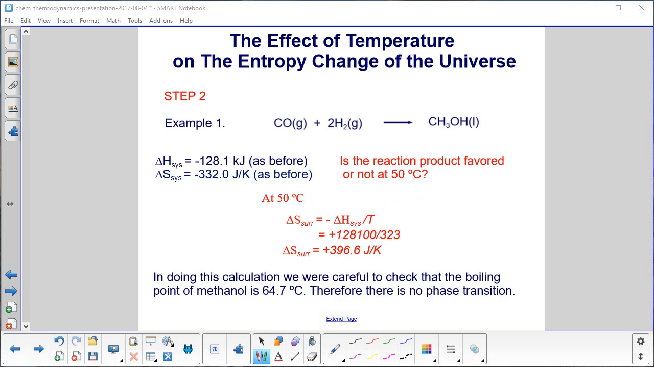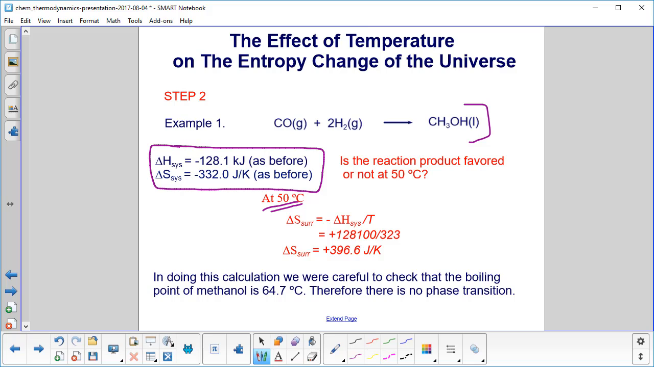Step 2 in our methanol production at the elevated temperature of 50 degrees Celsius. From the previous slide, we know that the change in enthalpy and the change in entropy stay the same. How do we know that? Well, you have to look down here. We did a little research on Google, and we found out that the boiling point of methanol is 64.7 degrees Celsius. Therefore, there's no phase transition, and these two quantities stay absolutely the same.